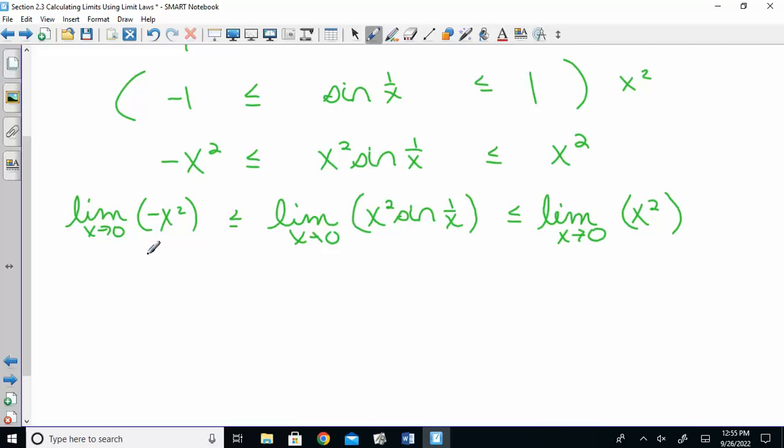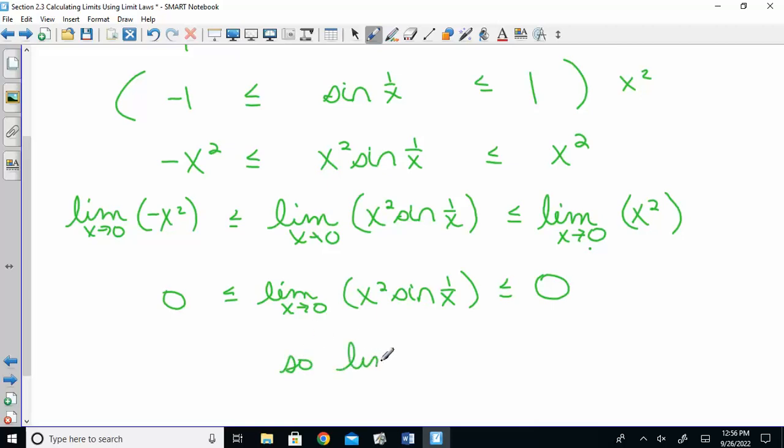Can you do the limit as x approaches 0 of negative x squared? Yeah, that's polynomial. You plug in the 0. What's the opposite of 0 squared? 0. It's less than or equal to the limit as x approaches 0 of the x squared sine 1 over x. It's less than or equal to, what's the limit as x approaches 0 of x squared? 0. So this limit falls between 0 and 0, so the only option is 0. It equals 0.